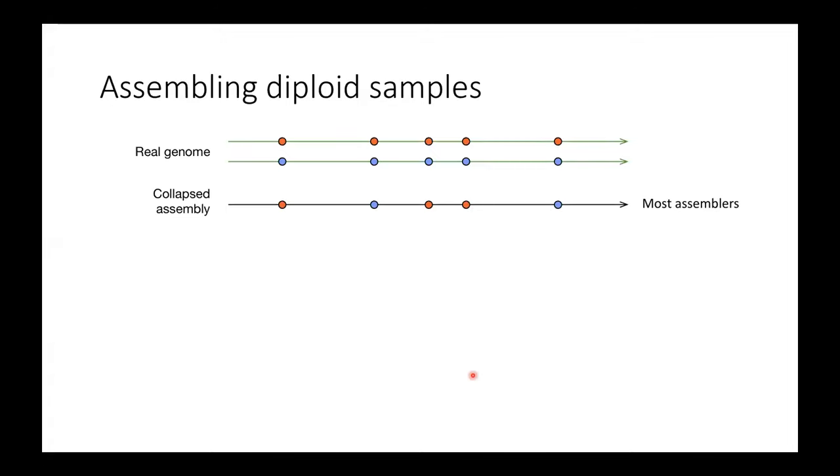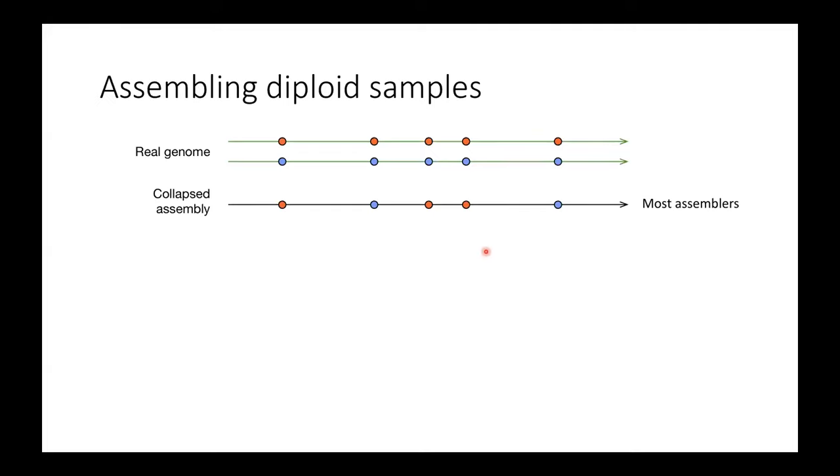More focusing on the deploy samples. On the top two tracks, this is the deploy human assembly. I think each red dot means a maternal allele, and the blue dot means a paternal allele.